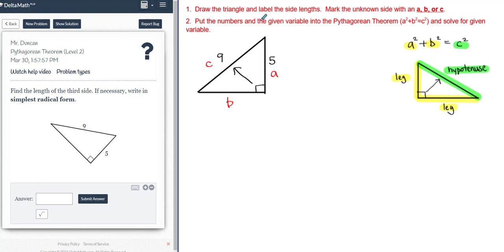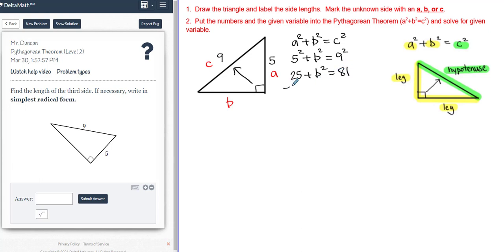So number 2, put the numbers and the given variable into the Pythagorean theorem and solve for the given variable. So the theorem is A squared plus B squared is equal to C squared. My A value is 5. My B value, I'm going to use the variable B. And my C value is 9. 5 squared is really 5 times 5, so that'll simplify to 25. 9 squared is 9 times 9, which is 81.